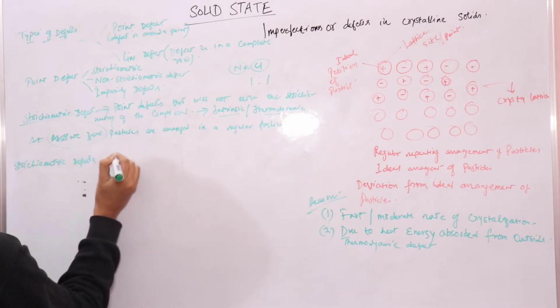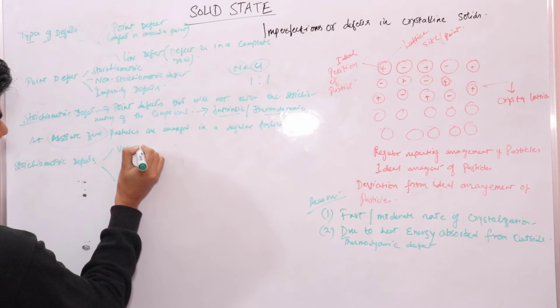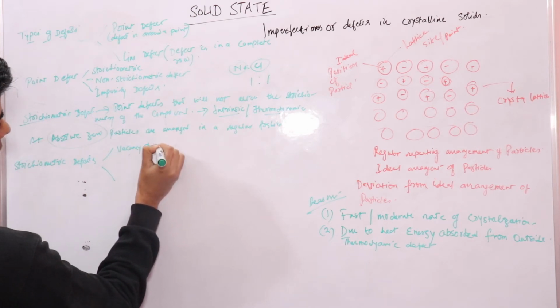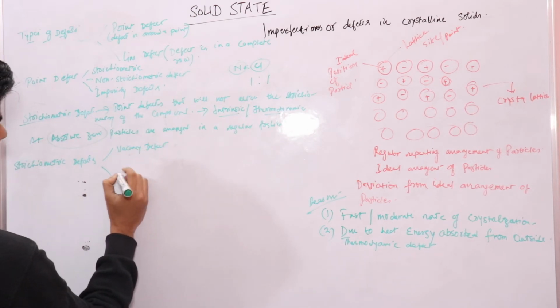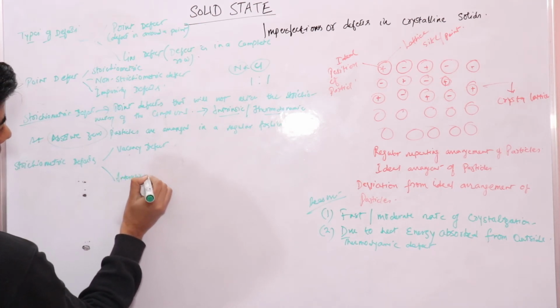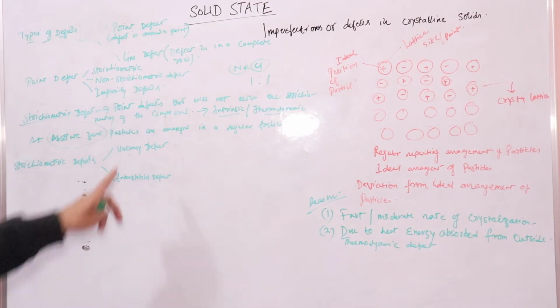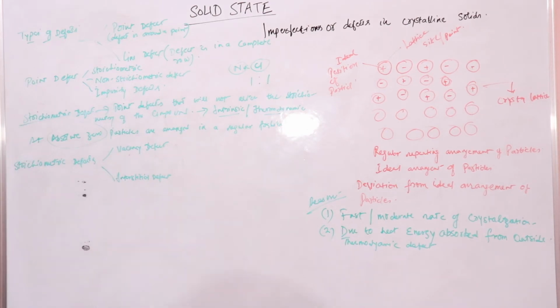Stoichiometric defects are further classified into two. One is your vacancy defect, right? The other is your interstitial defect, right? Now what is vacancy defect?